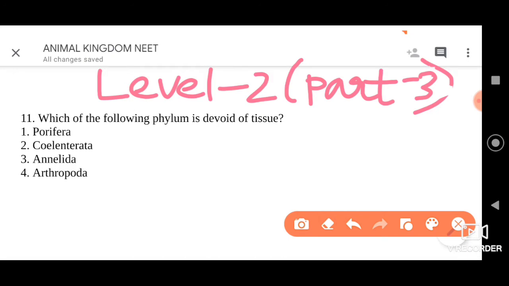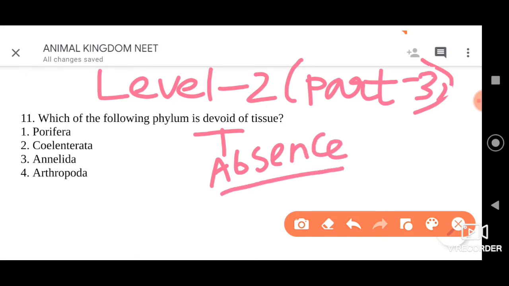The question we have is, which of the following phylum is devoid of tissue? Dear students, let us understand what we mean by devoid. See here, devoid indicates absence. If there is absence of tissue, then we need to identify that phylum here.